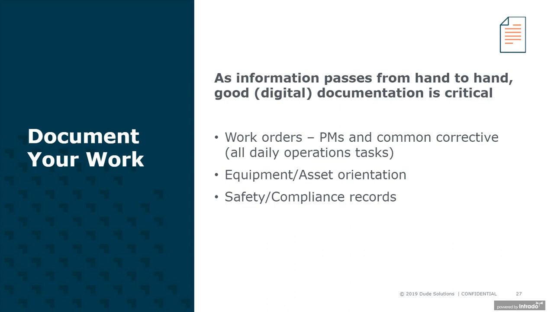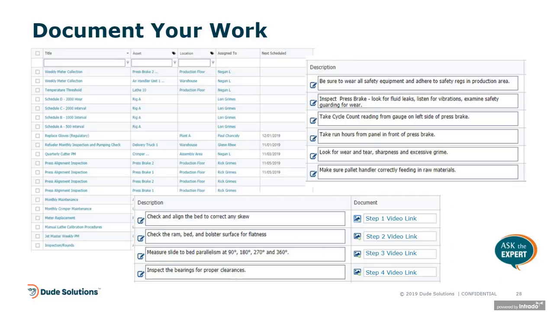We know Chuck can change that filter blindfolded in a hurricane, but Chuck's the only one who can do it that way. We need to capture that. So your work orders, especially your preventive maintenance and even your common corrective maintenance, really any daily operational tasks that you're performing, you need to document it. Equipment and asset orientation. Know where everything is. Know the relationship, parent-child, the parts and everything that you use within those assets. Where are they? Your safety, your compliance records. So there's a number of great ways to do that.